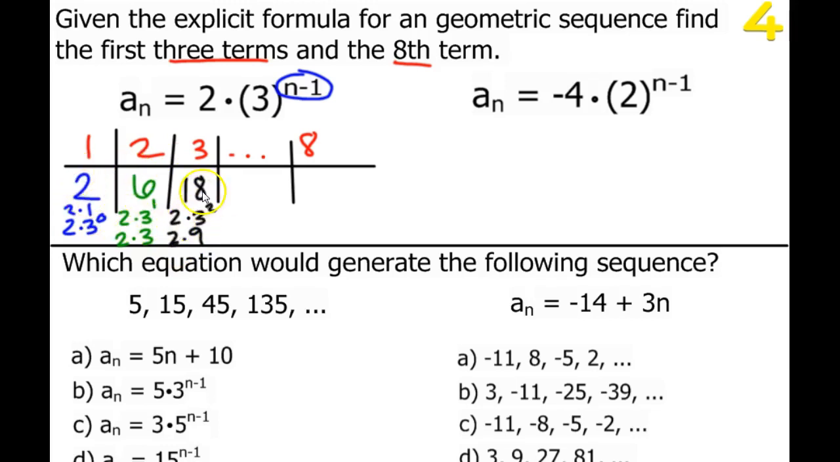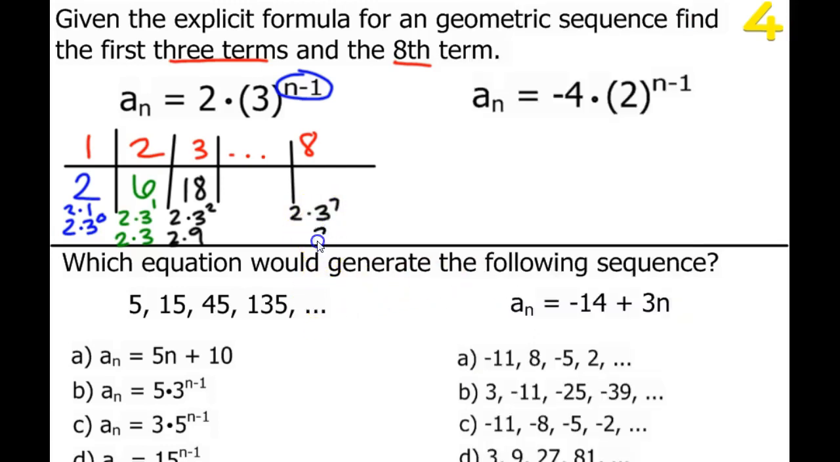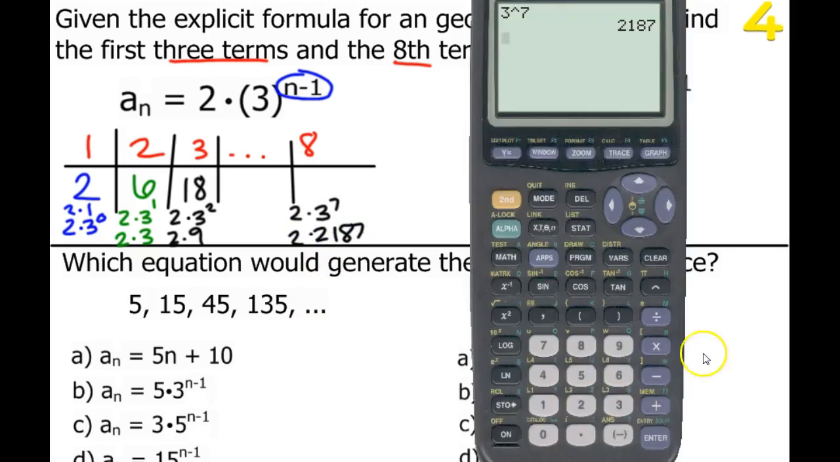So notice each time we're multiplying by 3. So now if I plug in 8, 2 times 3 to the power of 8 minus 1 is 7. So 3 to the power of 7 is equal to 2187. But then we need to multiply by 2. I'm going to just hit times 2. Gives me 4,374.